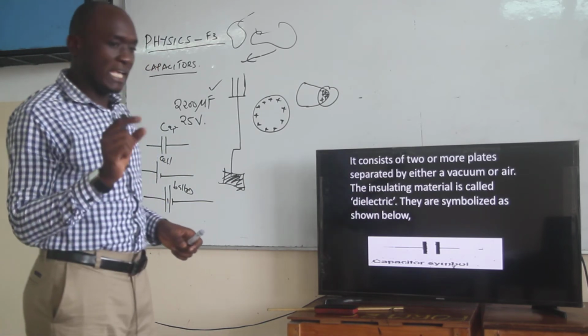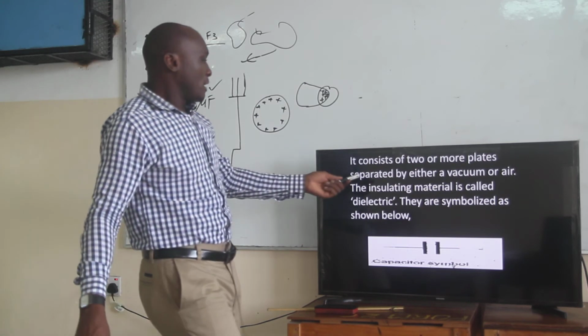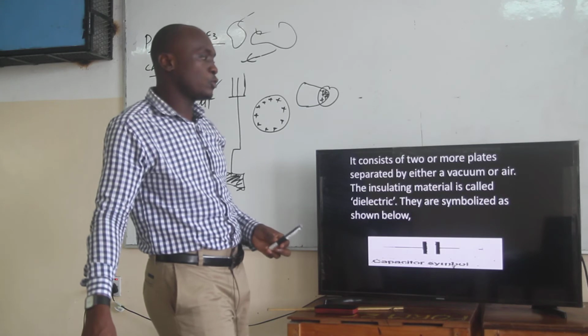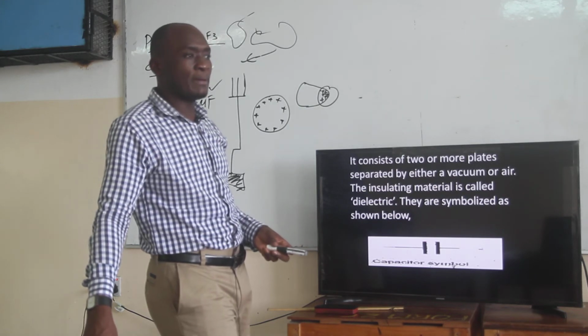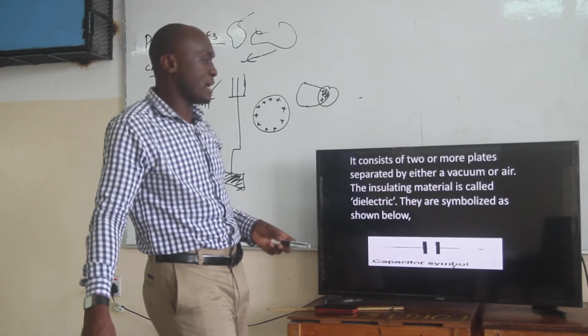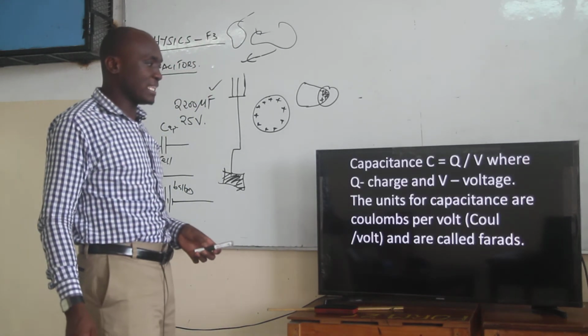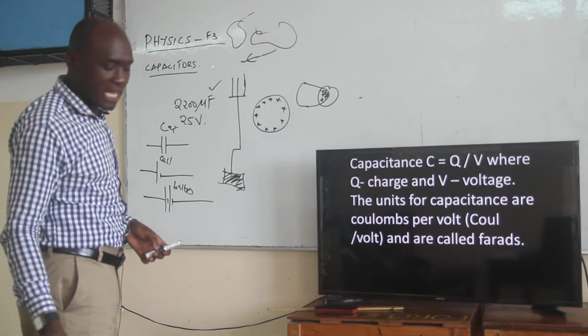Now it's important for you to notice that there is a separation between the plates. It could be either air, it could be vacuum, it could be a material. We'll be discussing the types of capacitors shortly. Now, as we move on, how do we determine capacitance?